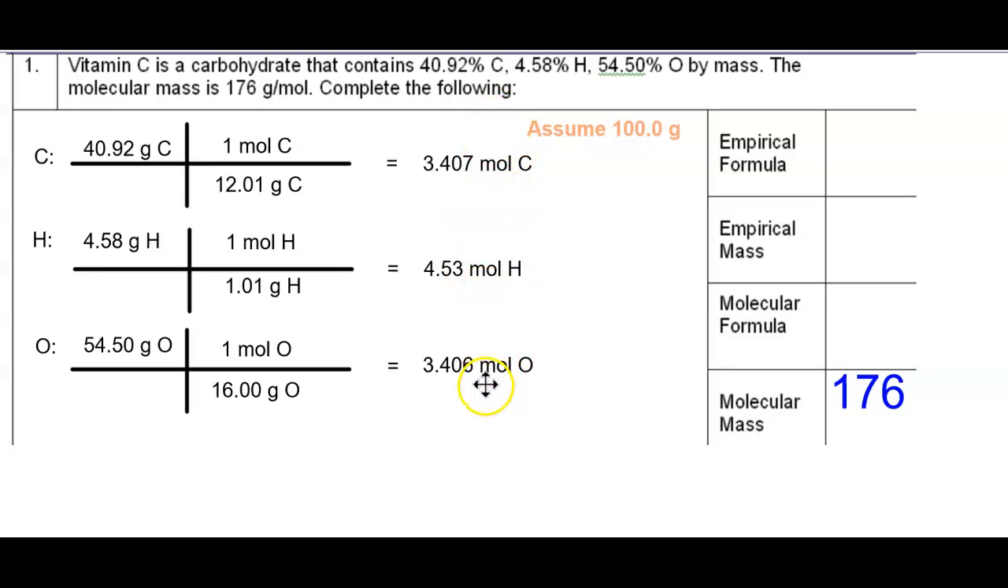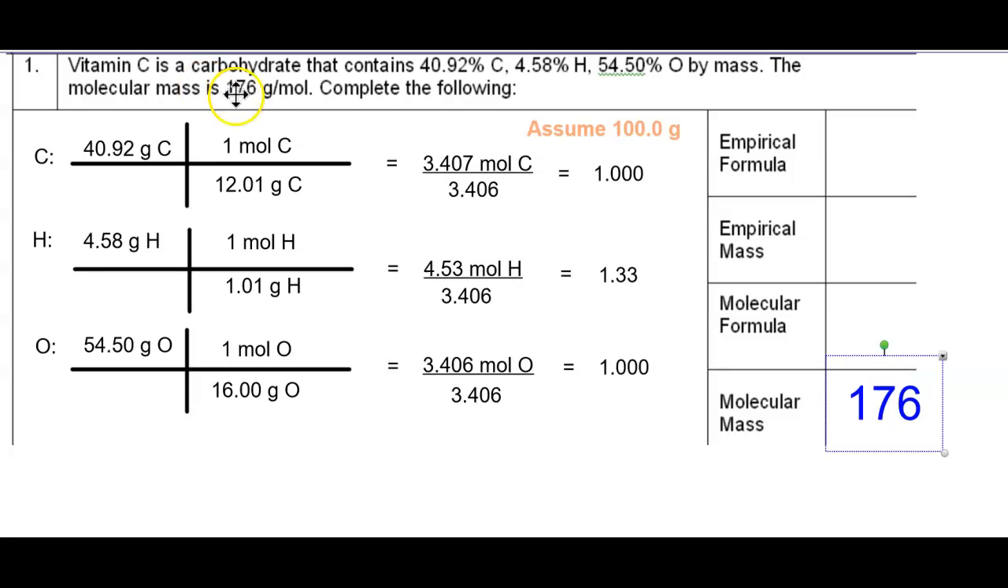Then we're going to look at these and we're going to divide by small. Remember, this is the third step, the second middle step, or the third step altogether. You cannot skip this step. So we're going to divide all 3 of these by the smallest of the 3. So I'm going to divide them all by 3.406 and get these ratios. I'm using sig figs here in my answer.